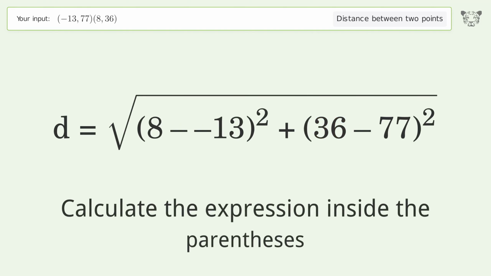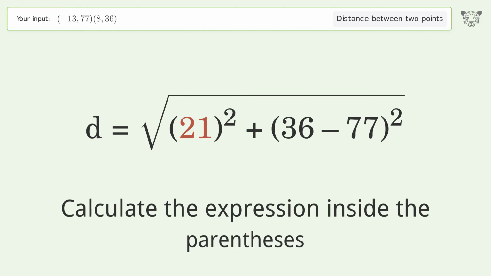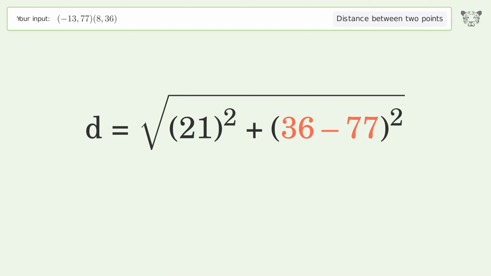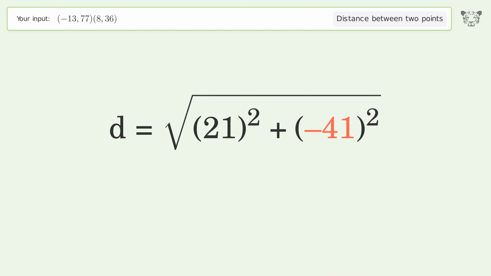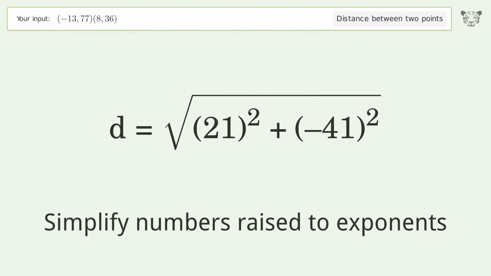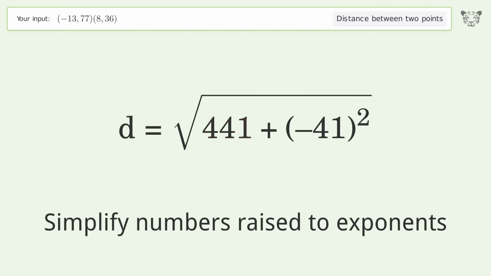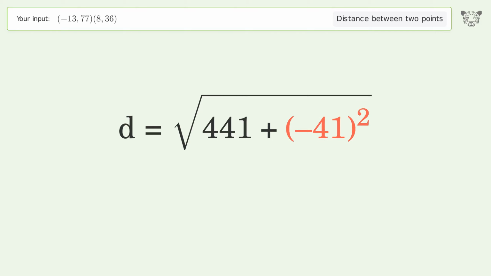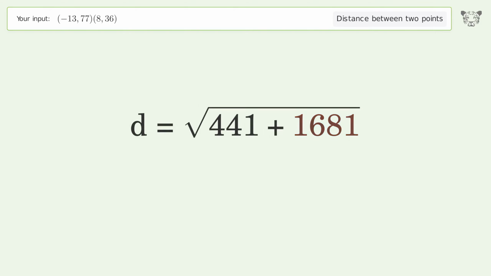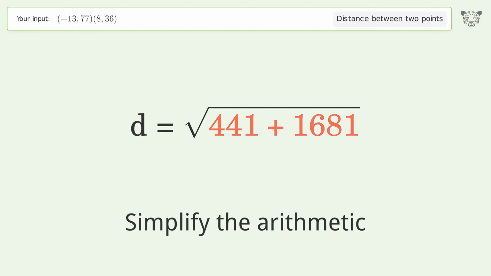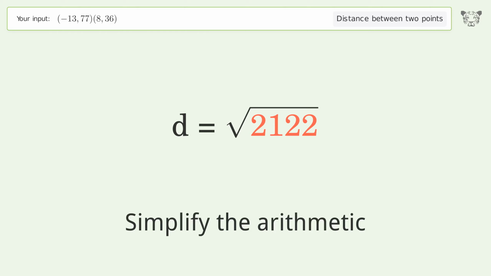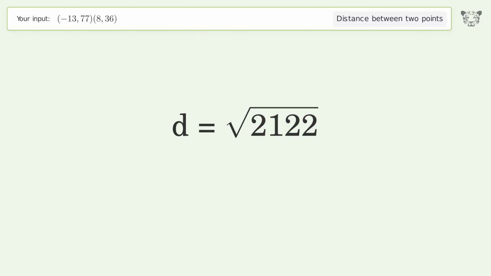Calculate the expression inside the parentheses. Simplify numbers raised to exponents. Simplify the arithmetic. And so the distance between the 2 points is the square root of 2,122, or 46.065.